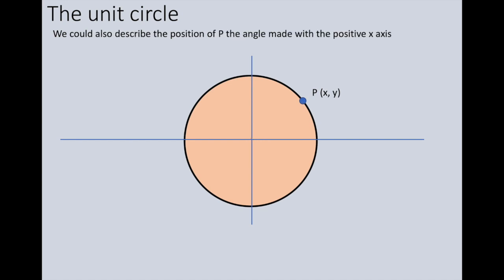But alternatively, we could think about the angle that the point P makes. If we work out the angle between this line and the positive x-axis and call that theta, that would be another way of describing where that point P is. If we put those two systems together, we get a fairly familiar diagram that you probably recognise: the angle system and the Cartesian system, giving a nice right-angled triangle with an angle theta, which we can do some trigonometry on.